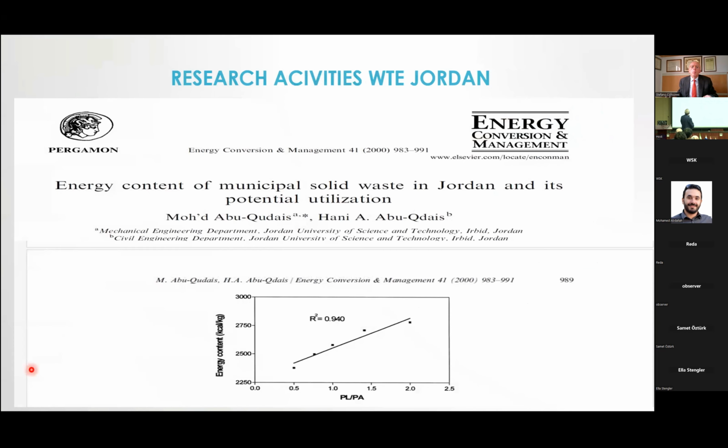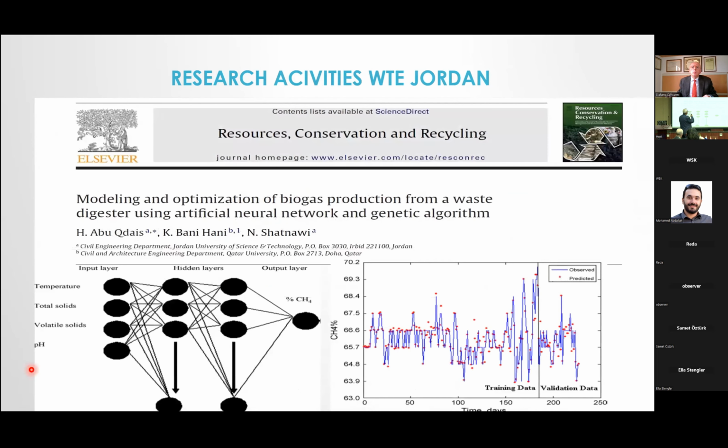This is one of our early research works on waste to energy, and we found that the energy content in Jordan is linearly correlated with the plastic to paper ratio. Another paper utilizes biogas production from a waste digester using artificial neural networks and genetic algorithms. And we also estimated that, and published it in Resources, Conservation and Recycling.